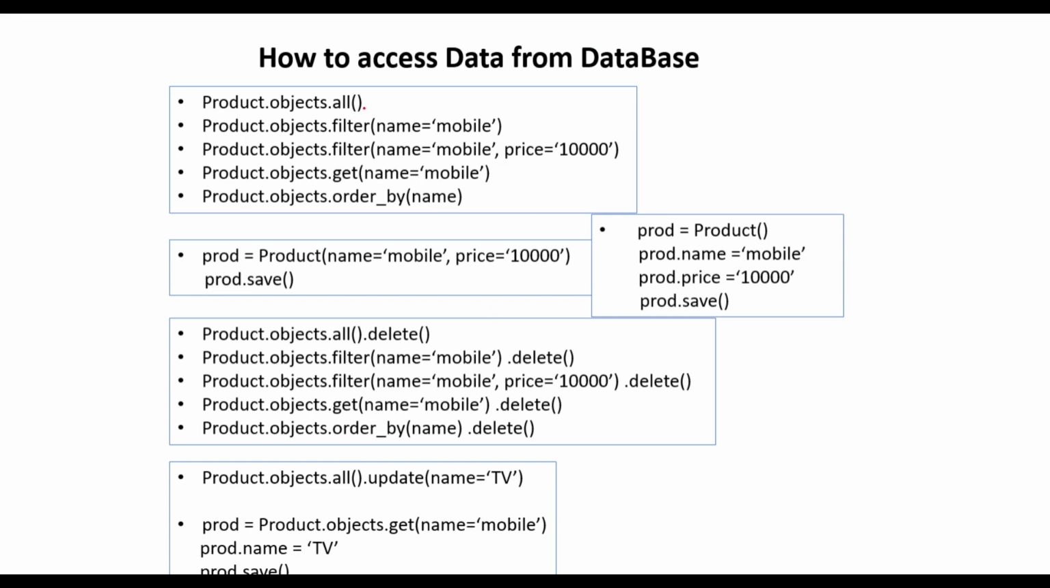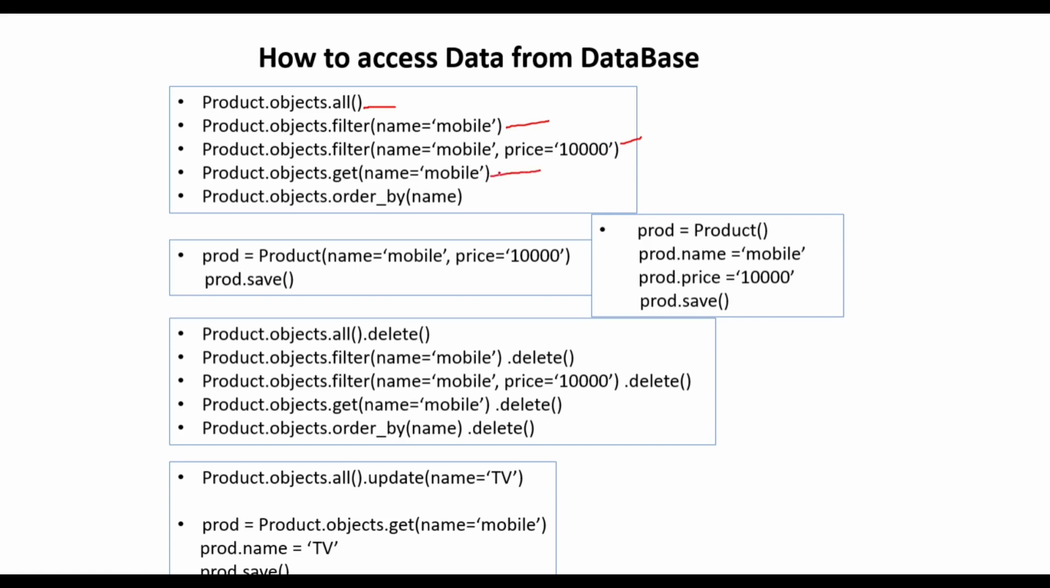To select all the data from product, select star from product. Then to select specific data from product table, select star from product where name is equal to mobile, or we can use select star from product where name is equal to mobile and price is equal to 10,000.